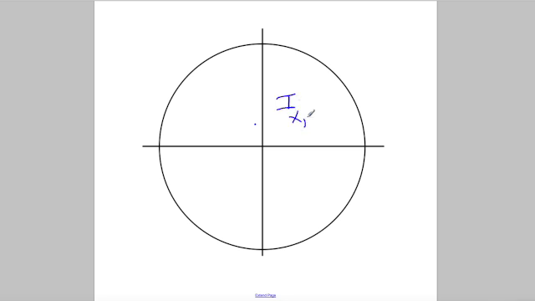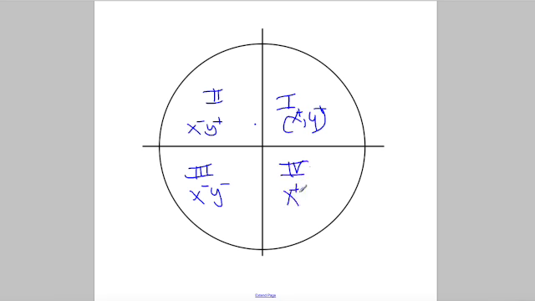x is positive and y is positive, right? Because we know that x is positive, y is positive. In quadrant number 2, though, that is not the case. X is negative because I moved to the left, and y is positive. In quadrant number 3, x is negative, y is negative. And in quadrant number 4, x is positive, but y is negative.